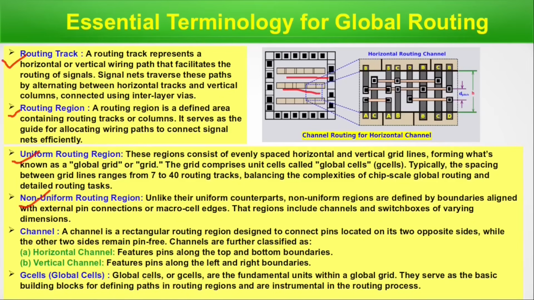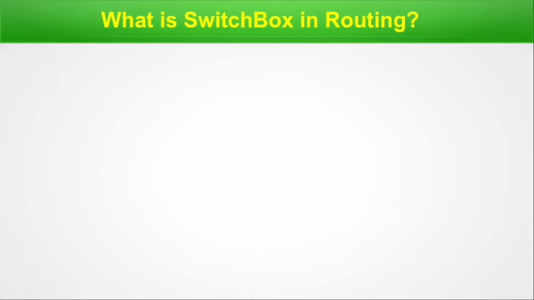G cell or global cell, or G cells, are the fundamental units within the global grid. They serve as basic building blocks for defining paths in routing regions and are instrumental in the routing process. So these are the terminology: routing track, routing region, uniform routing region, non-uniform routing region, channel, that is horizontal and vertical channel, G cells or global cells. These are the important terminologies. We are done with this slide. We will move to the next slide.